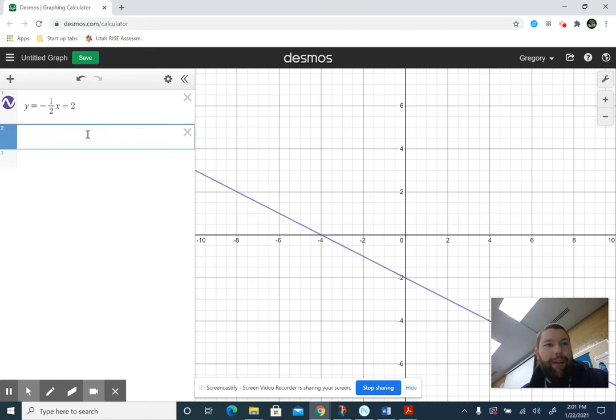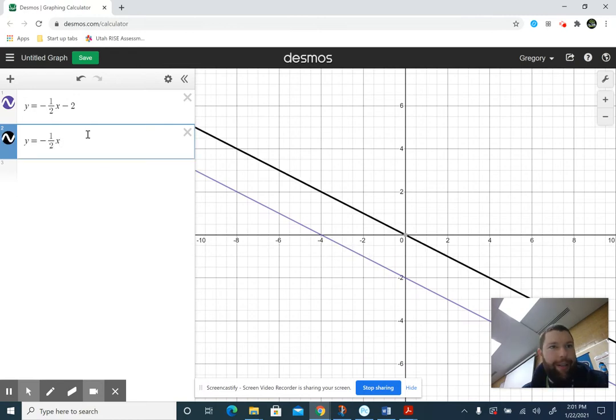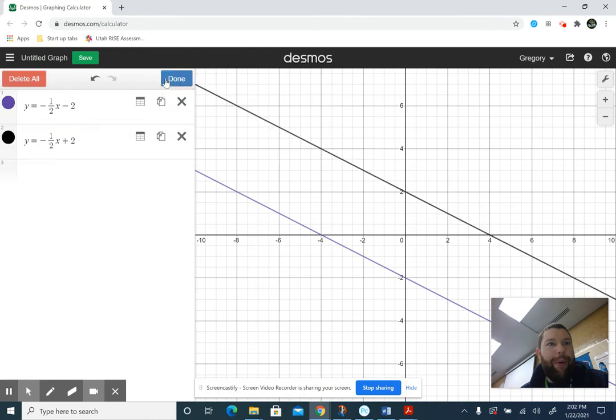Now let's put in our other line. Y equals negative 1 over 2 x plus 2. And if I don't like those colors, I can change the colors to any colors I want. So if I want it to be blue and green for Seahawks or South Hills, right? School colors. You can just put those in. Okay, so these are 2 lines.